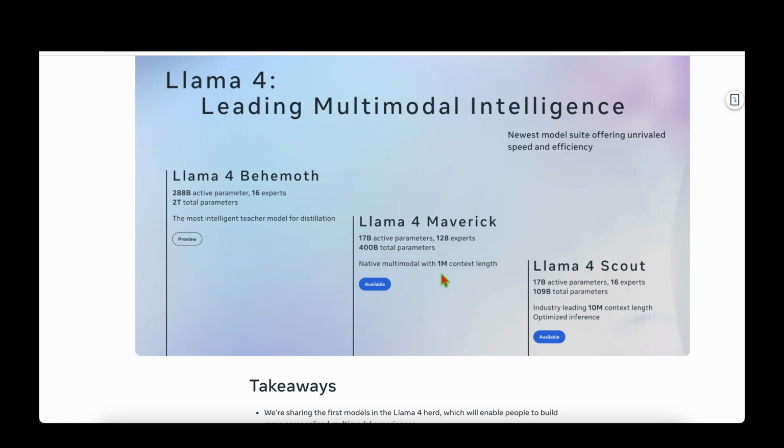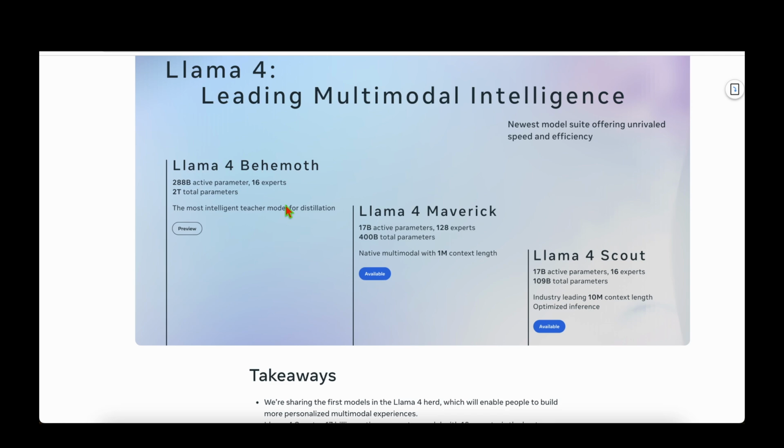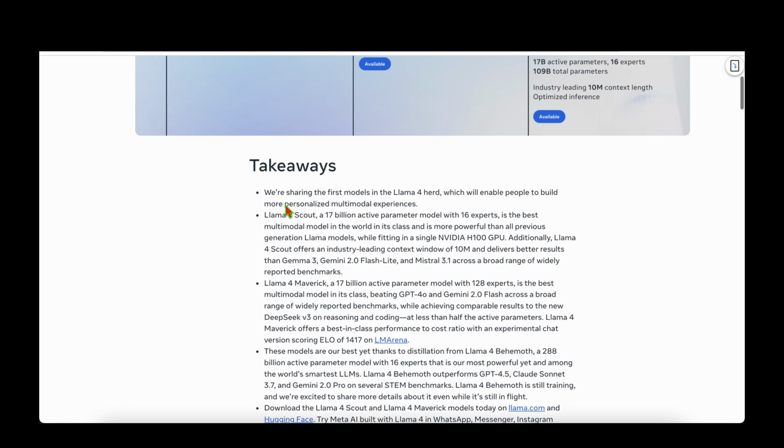Llama 4 Maverick is also a 17 billion active parameters model, but with 128 experts, it seems to have 400 billion total parameters, and the context window is 1 million. With the Behemoth model, they've gone all the way up to 288 billion active parameters. With 16 experts, it's a 2 trillion total parameters model, which is the largest ever released by any company.